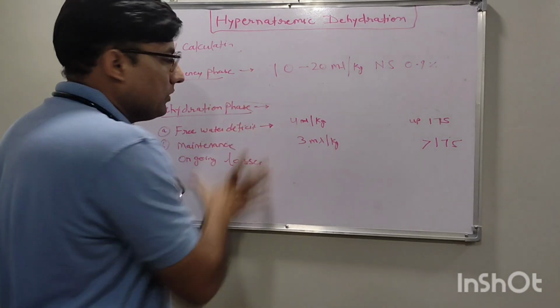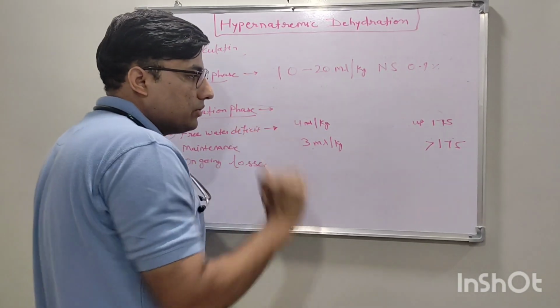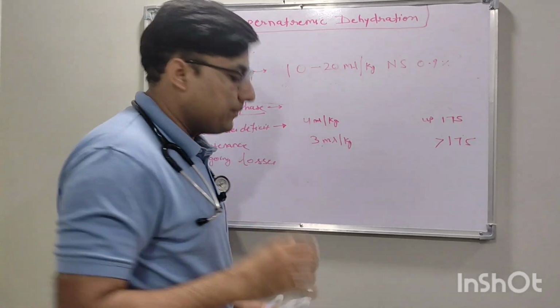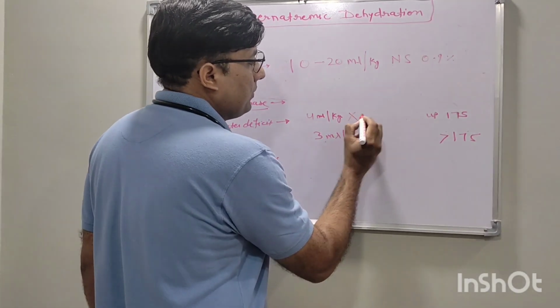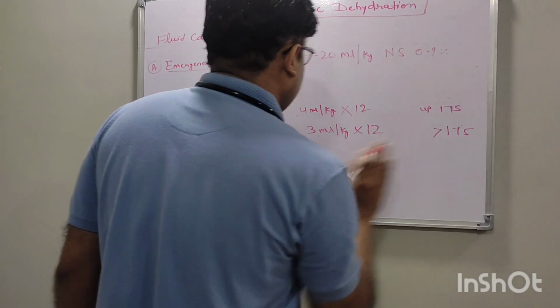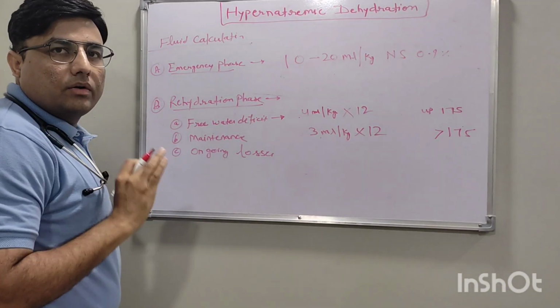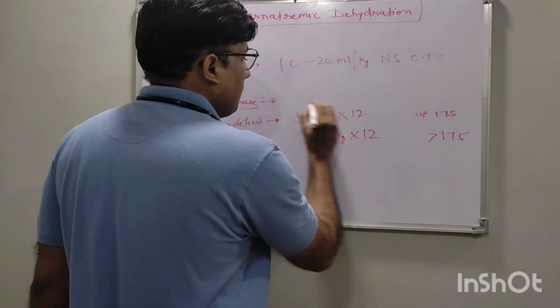So we are calculating fluid for 24 hours, and in 24 hours we want to reduce the sodium level by 12 only. So for 1 it is 4 ml per kg, then for 12 it is into 12. So this much free water will be given to reduce over 24 hours. Okay, so what is the formula?